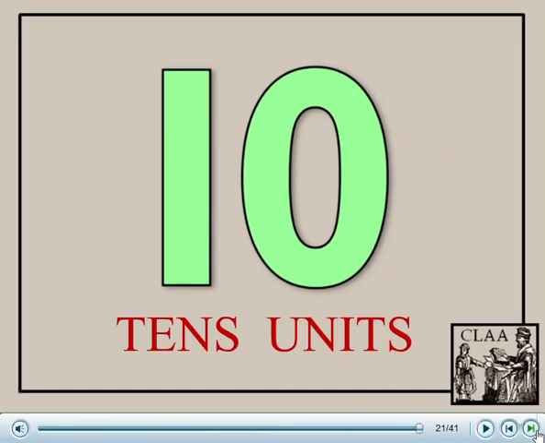Again, when we have more than 9 units, we write how many sets of 10 we have and then how many units are left over. In the number 10, we have 1 ten and 0 units left over. And the number 10 is written with 2 numbers, 1 and 0. This is the number 10.